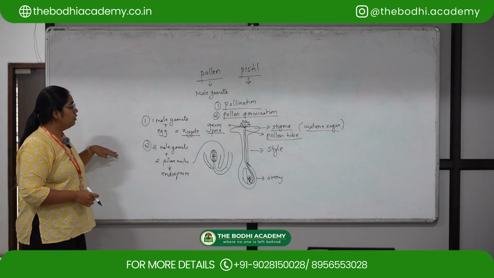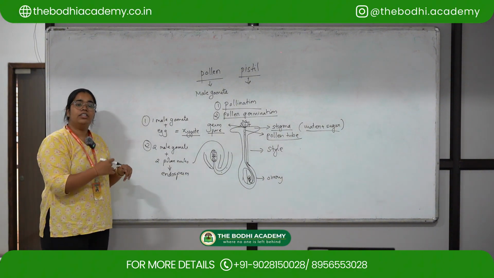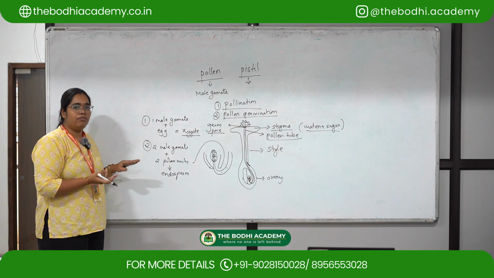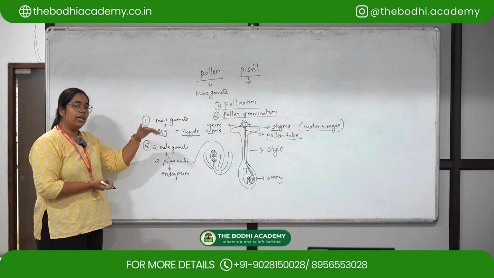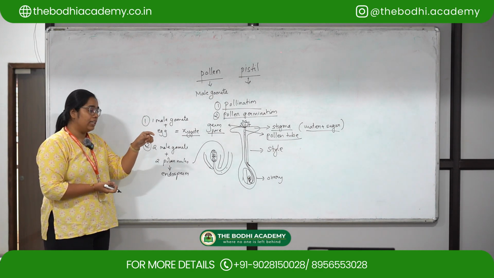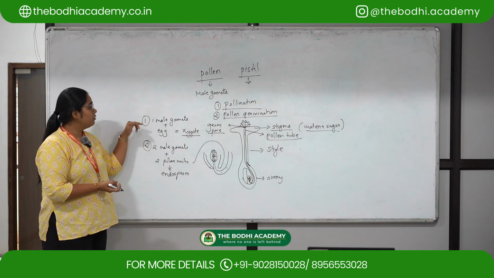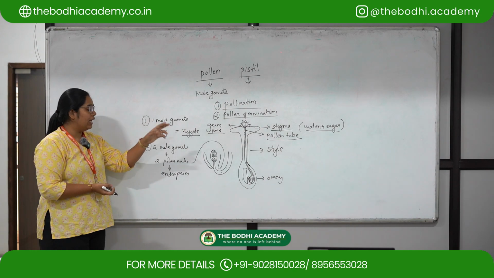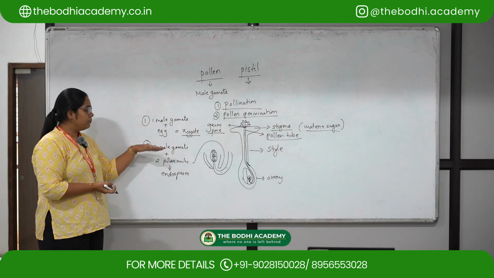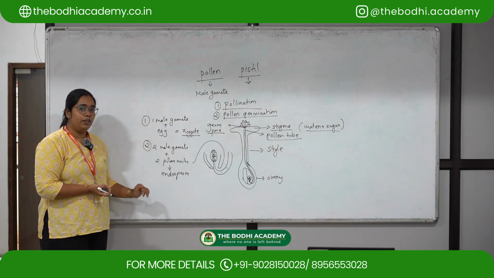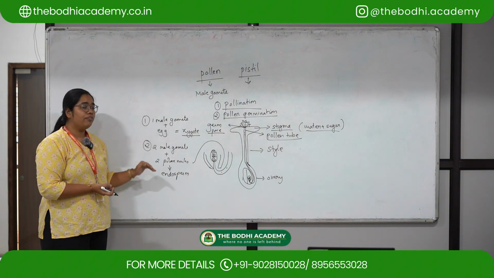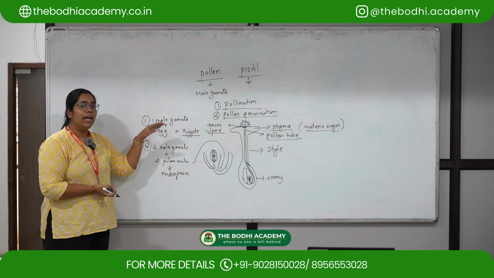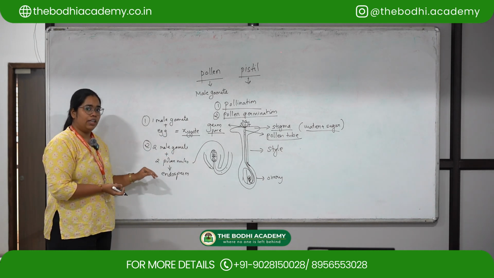So this is how fertilization happens twice inside the embryo sac, and hence it is called double fertilization, wherein one male gamete will fuse with the egg cell to form the zygote, and the second male gamete will fuse with the polar nuclei to form the endosperm. Hence twice fertilization happens inside the embryo sac of the ovule, and hence this is called double fertilization.